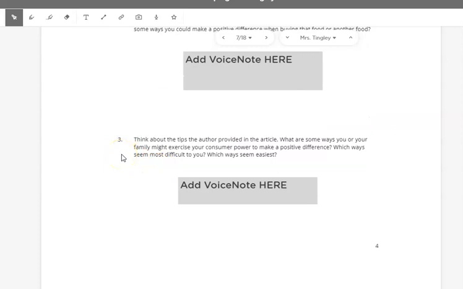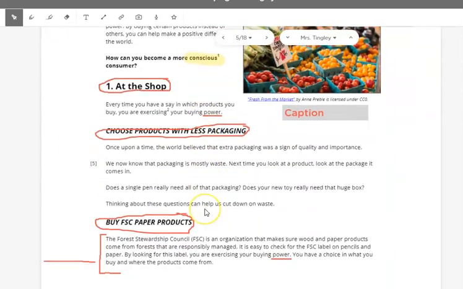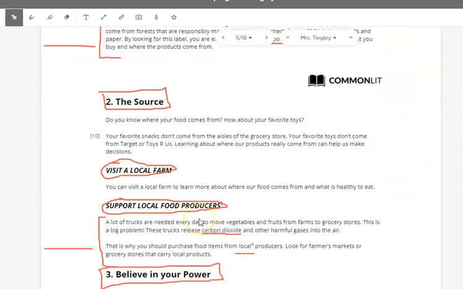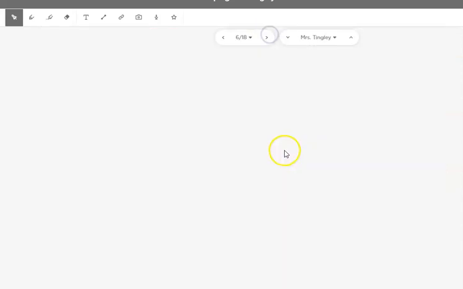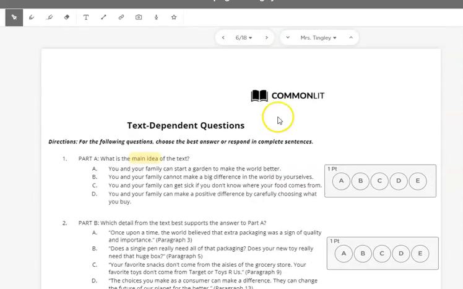And number 3, think about the tips the author provides in this article. What are some ways you or your family might exercise your consumer power to make a positive difference? Which ways seem most difficult to you? Which ways seem the easiest? So you have to go back into the text and find those suggestions that they gave you by buying stuff locally, supporting local producers. And which one would be easiest for your family?